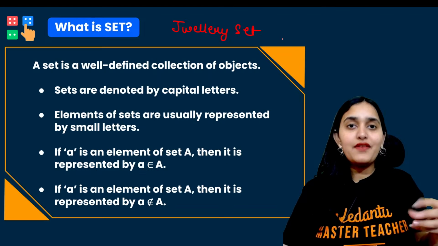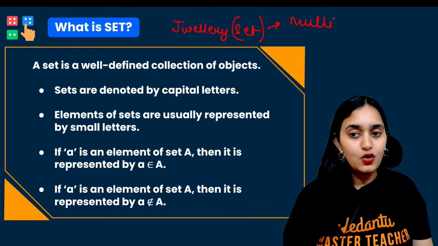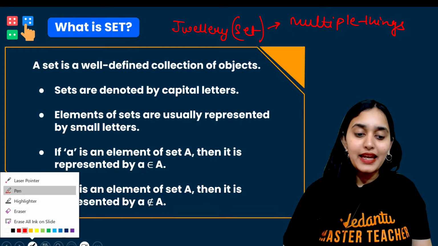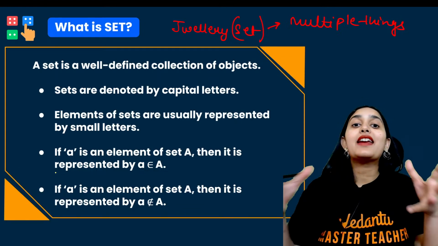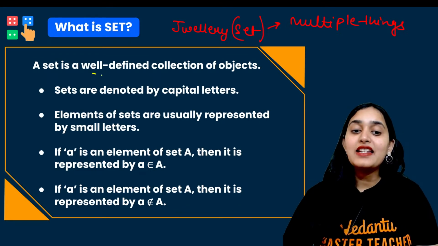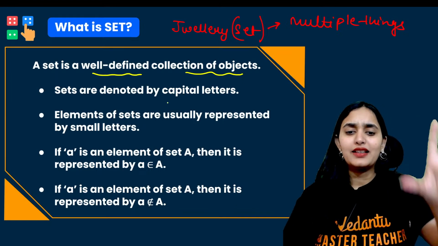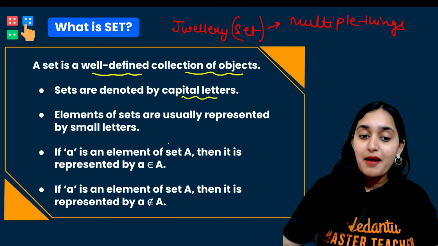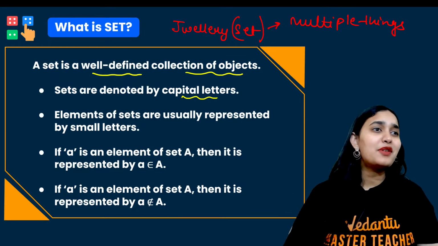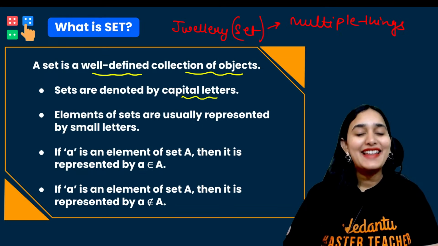So basically, whenever we talk about set, we talk about multiple things, don't we? So sets are basically used to denote the multiple things together, or you can say a group of things, a collection of things. So what is set? It is a well-defined collection of objects. Now the objects can be anything. They can be capital letters, they can be numbers, they can be animals, they can be flowers, they can be colors, they can be anything. A group of anything is called a set.